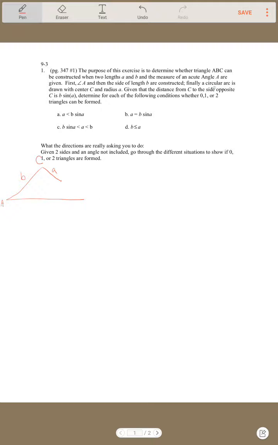Now, when it says a circular arc is drawn, what we can imagine is that A is like the radius of circle C. And so the arc that we're forming would look something like this, where you think of this A like a door or a hinge that you're swinging, and you want to try and form a triangle out of it. Given that the distance from C to the opposite side is B sine A, determine which of the following conditions, whether 0, 1, or 2 triangles, can be formed.